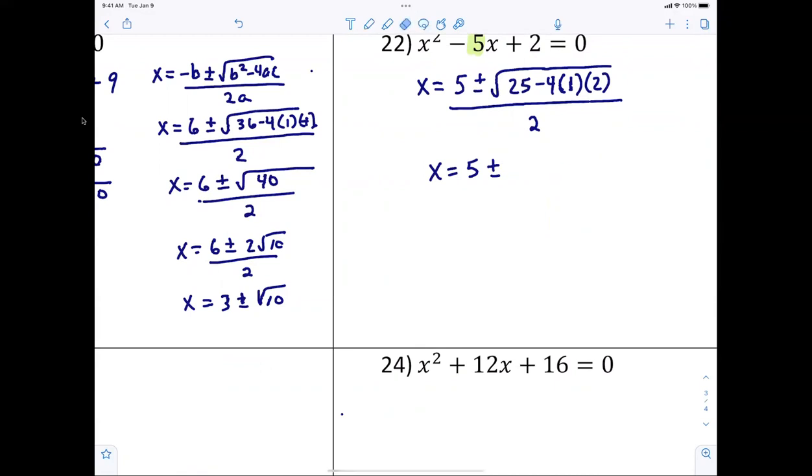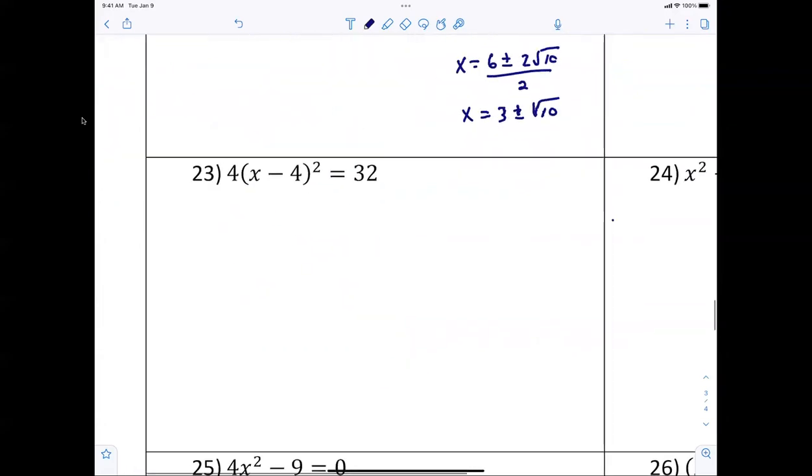Anybody else get 17? Square root of 17 over 2. Anybody have any issues with that? And that's your answer. Nothing else. It doesn't reduce. You can't break down 17. That was easy. All right, very easy.